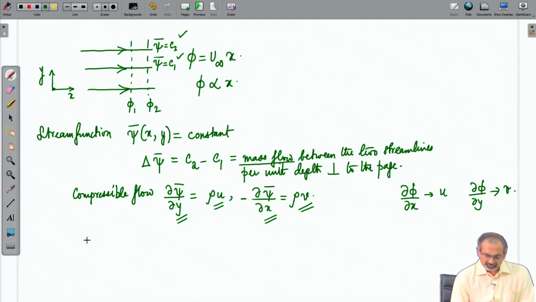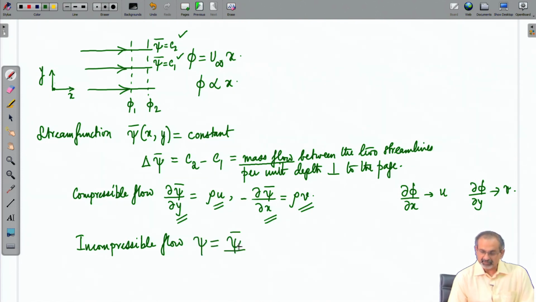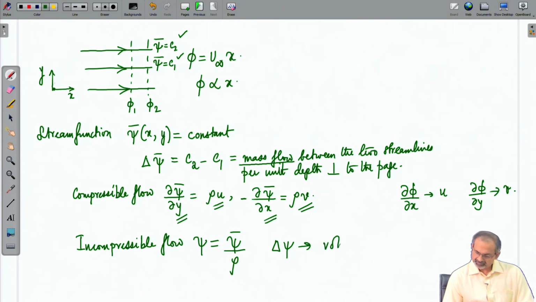For incompressible flows, we define the stream function slightly differently. We call it psi, and for doing that we divide psi bar, which is the compressible stream function, by the density, which is essentially taken to be constant. So, the delta psi then would represent the volume flow between the two streamlines per unit depth perpendicular to the page. So, that is how we need to interpret the stream function.